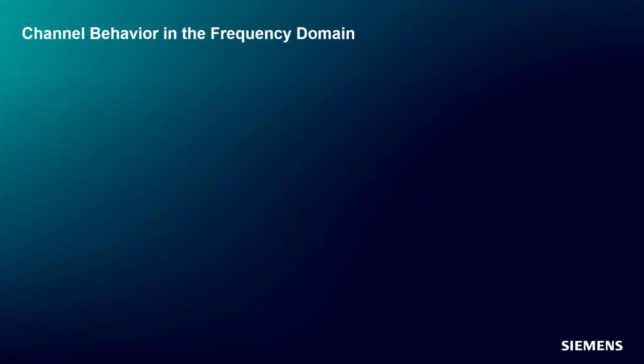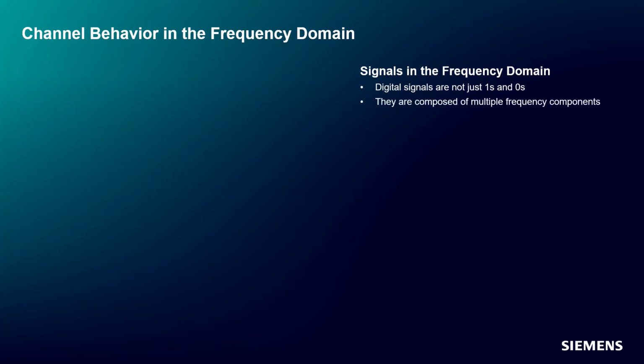To understand this, it's helpful to think about the channel in the frequency domain. When we transmit digital data, we are not just sending ones and zeros. We are sending waveforms that contain a range of frequency components. Fast edges require high frequency content, while slower transitions correspond to lower frequencies.